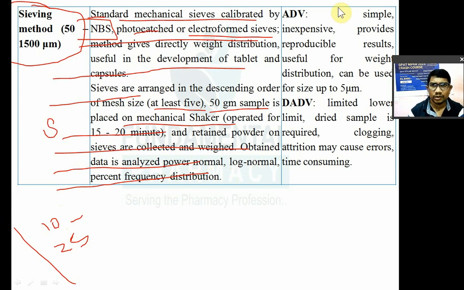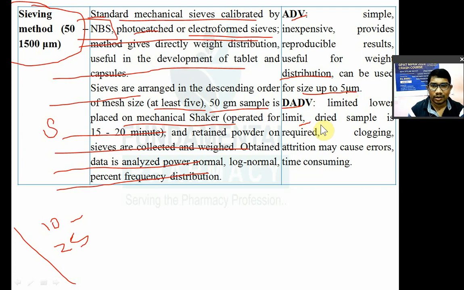Method के advantage क्या है? Is very simple, inexpensive, and provides a reproducible result. Useful for weight distribution and can be used for the size up to 5 micrometer. Disadvantage क्या है? Limited lower sieve limit is there. Less than 5 micrometer नहीं कर सकते आप.